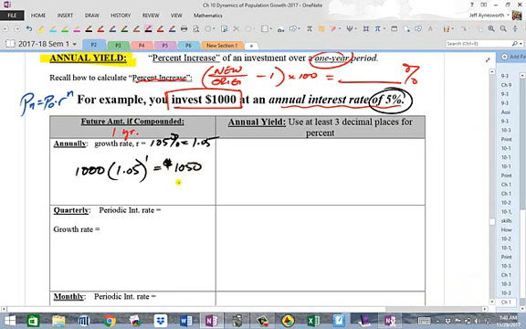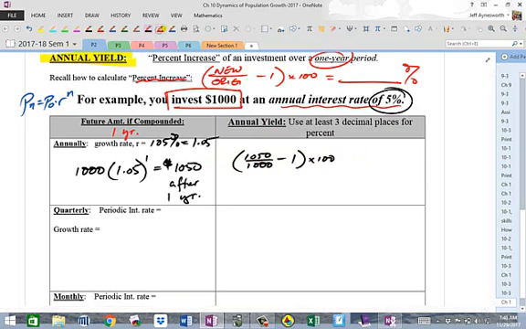So this is after 1 year. We obviously made 50 bucks in that 1 year. The question is, what is the percent increase of that? The annual yield is the percent increase. So we take our new value divided by original: 1,050 divided by 1,000, minus 1, and then we multiply it by 100 to get to percentage. And this is very important right here.